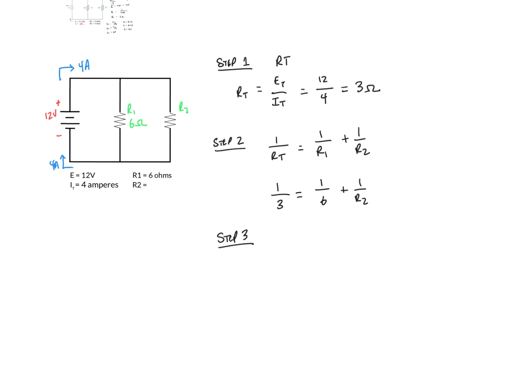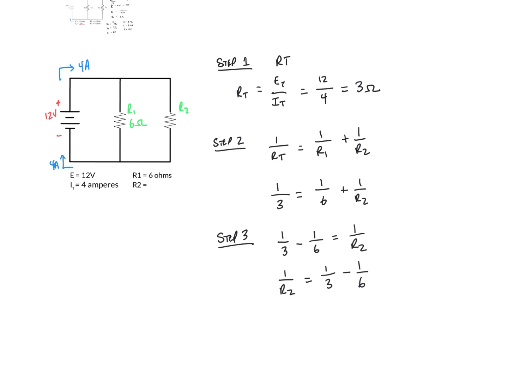And in this case, what I'd like to do is isolate or get the 1 over R2 by itself. So I want to subtract the 1/6 from each side here, which will end up leaving me with 1/3 minus 1/6 is equal to 1 over R2. I like to get my equation set up so that the unknown is in front. So I'm just going to transfer these around. It's the same formula.